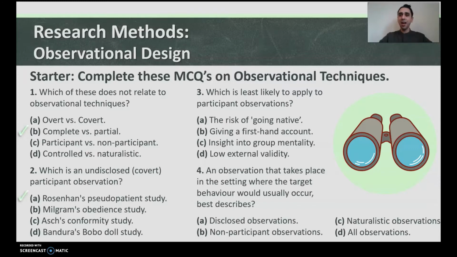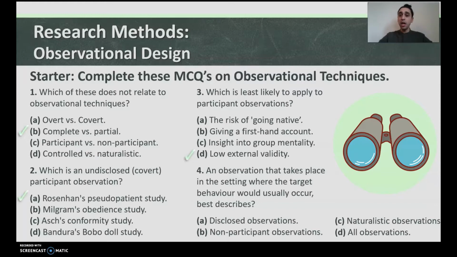Number 3. Which is least likely to apply to participant observations? A. The risk of going native. B. A first-hand account. C. Insight into group mentality. Or D. Low external validity. Least likely to apply to participant observations. Yes, it's D, low external validity, okay? Because you're part of it, then it's probably going to be high in external validity.